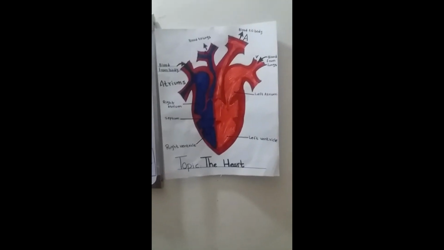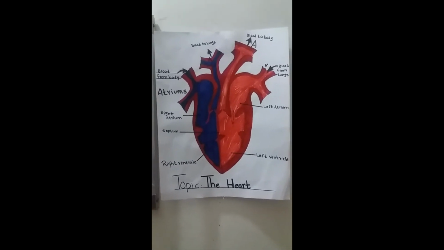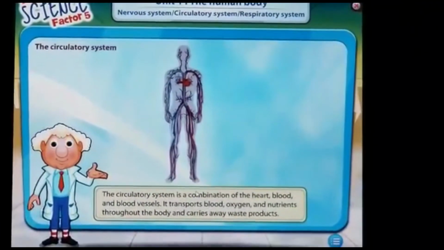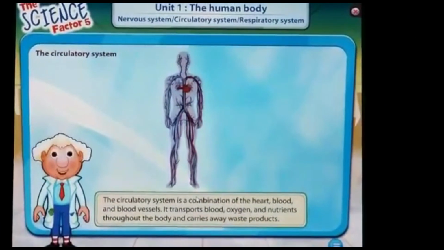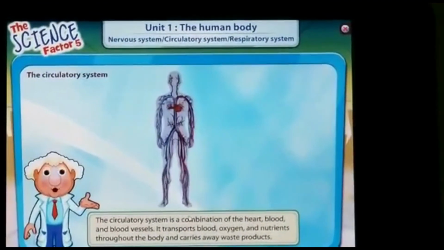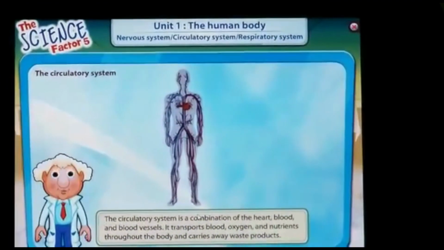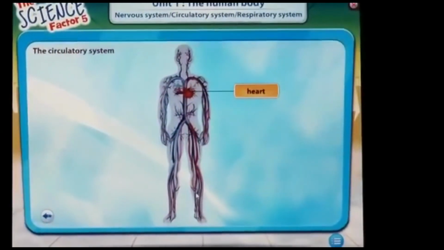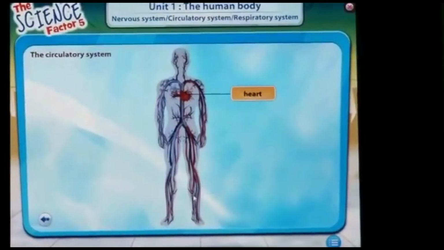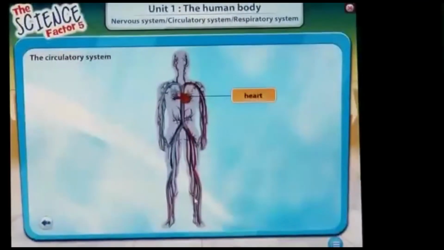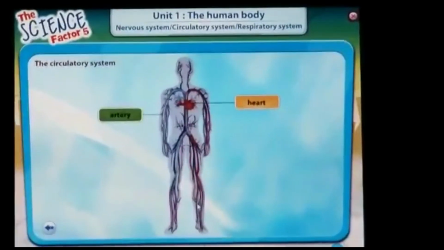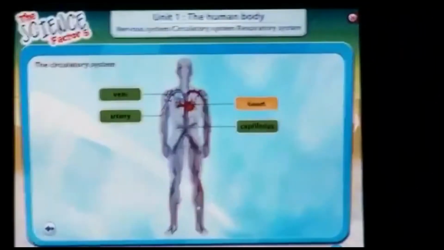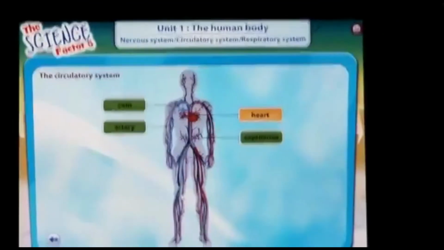So further explanation about this topic you will be able to see at the end of the video. The circulatory system comprises the heart, blood and blood vessels. It transports blood, oxygen and nutrients throughout the body and carries away waste products. The heart pumps blood around the body. The blood goes to other parts of the body in tubes called blood vessels. Arteries, veins, and capillaries are the 3 types of blood vessels. Click on any of the labels to know about that blood vessel.